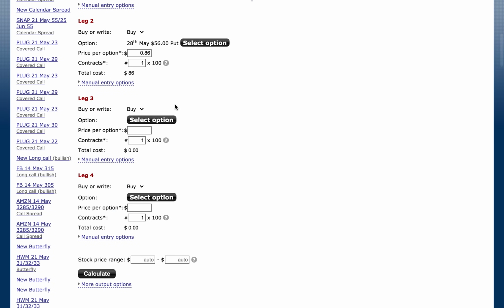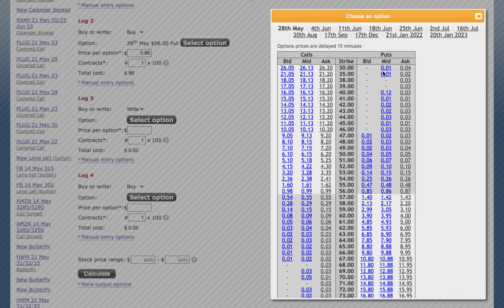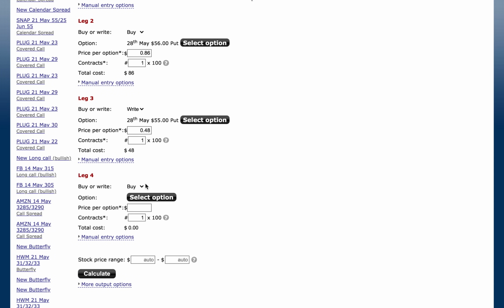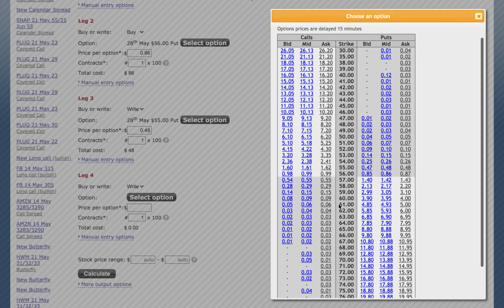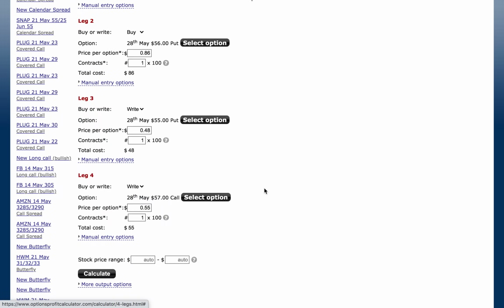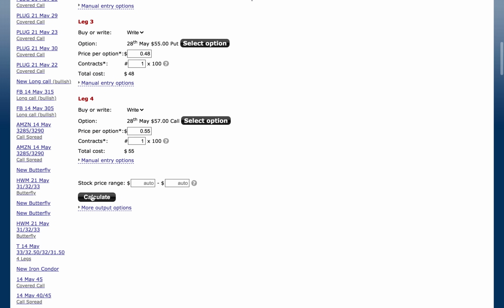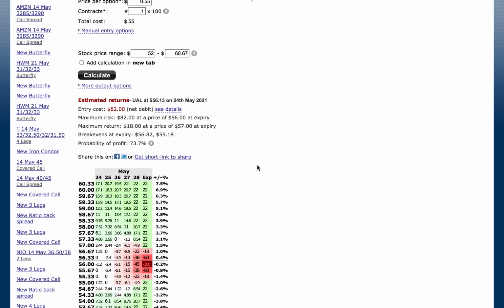And then we're going to go ahead and sell or write an out of the money put option here. So we chose the 55 strike for this, and puts are on the right here. And then finally, we're going to write or sell the out of the money call option. And we chose the 57 strike, so right there. And then we'll just go ahead and calculate this. Let's see what this gives us here.